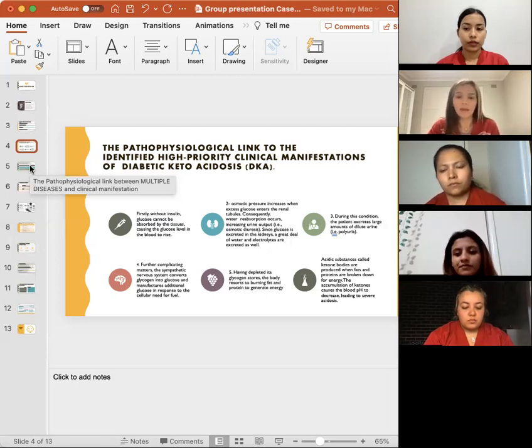Abdominal pain and tenderness are due to metabolic acidosis, and altered states of consciousness are due to the severity of hyperglycemia and electrolyte disturbances.